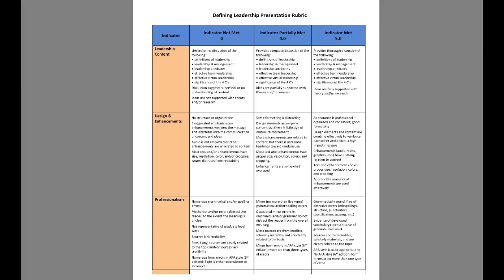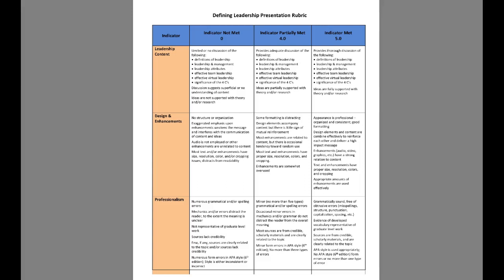In previous courses, it depended on how many points the assignment was worth, but let's just say it was a 100-point assignment. Your indicator met range was always an A range, so on a 100-point assignment, it would have been 90 to 100. Your indicator partially met was a B range, 80 to 89, and your indicator not met was anywhere from an F to a C, which on a 100-point assignment would have been a 0 to a 79.